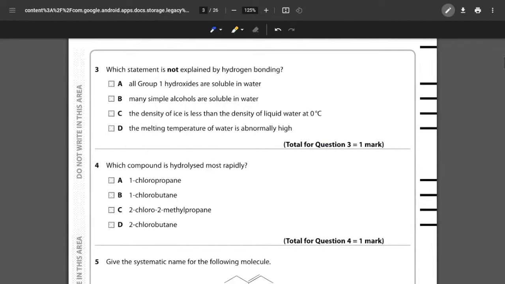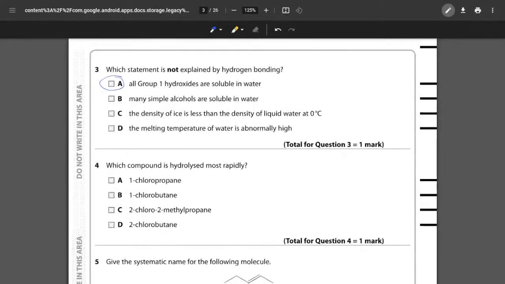For question 3, again, we're still looking at our hydrogen bonding and intermolecular forces, and we want to explain which of these is not explained by hydrogen bonding. So the fact that group 1 hydroxides are soluble in water is not actually linked to hydrogen bonding, so in reality our answer here is A. But let's look through the others just to double check.